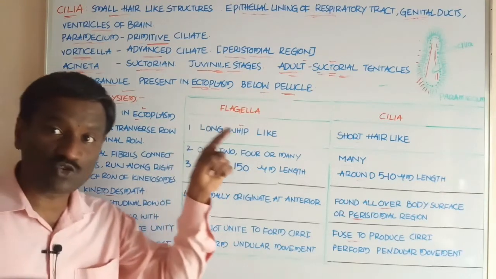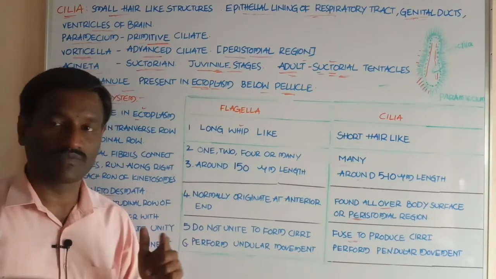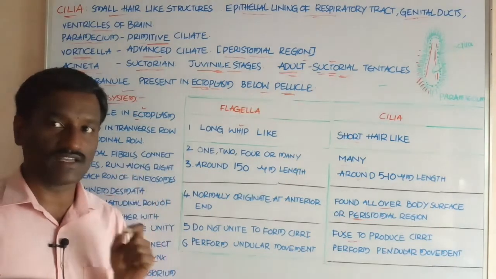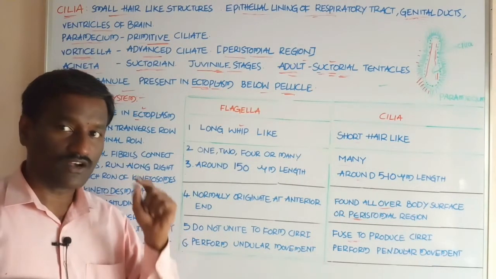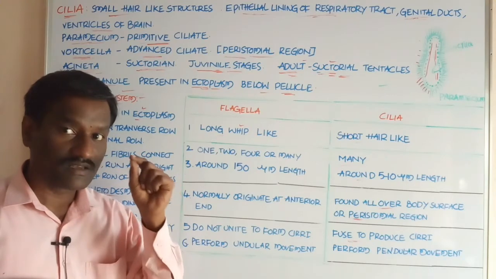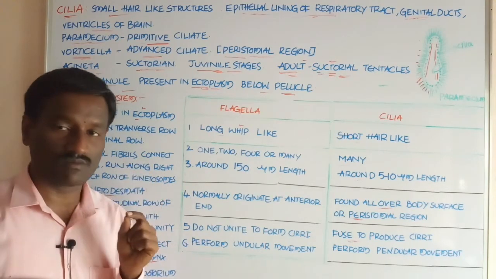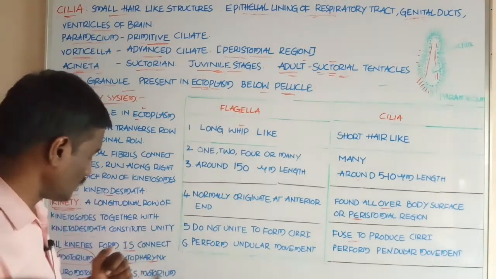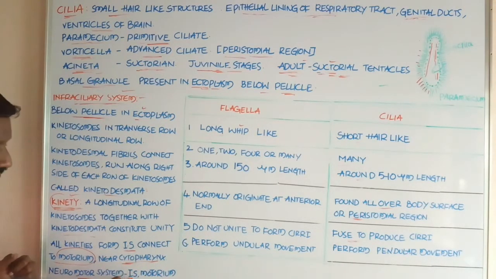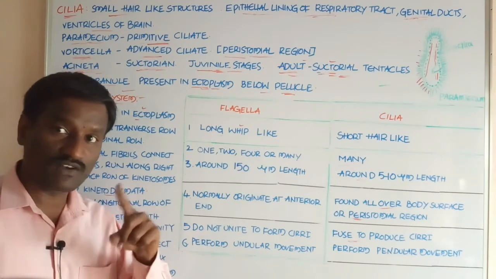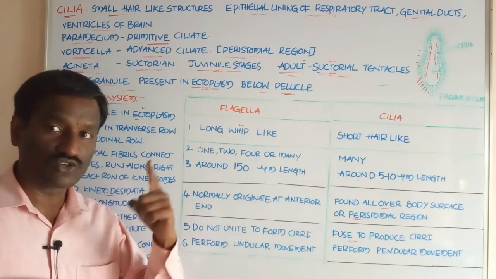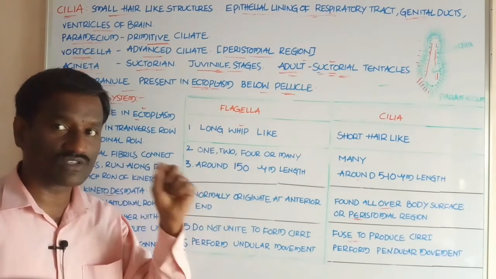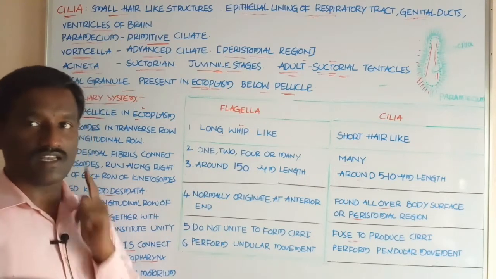The infraciliary system connects to the motorium, which is located near the cytopharynx. Students, the cytopharynx is present in the body of the ciliate protozoan. The infraciliary system together with the motorium constitutes the neuromotor system. This neuromotor system controls and regulates the movement of the cilia.